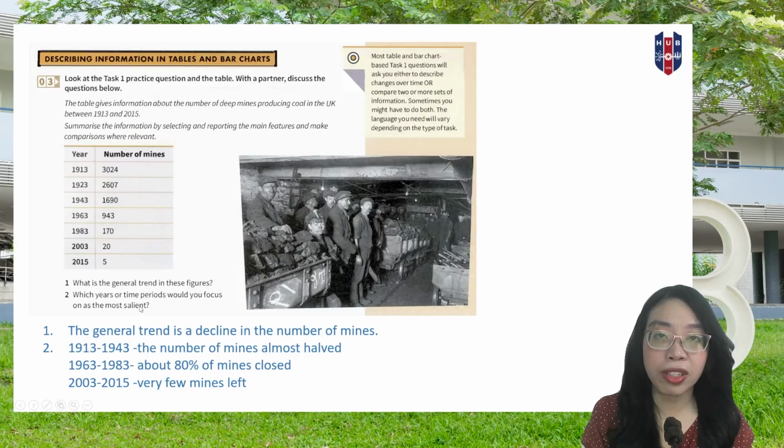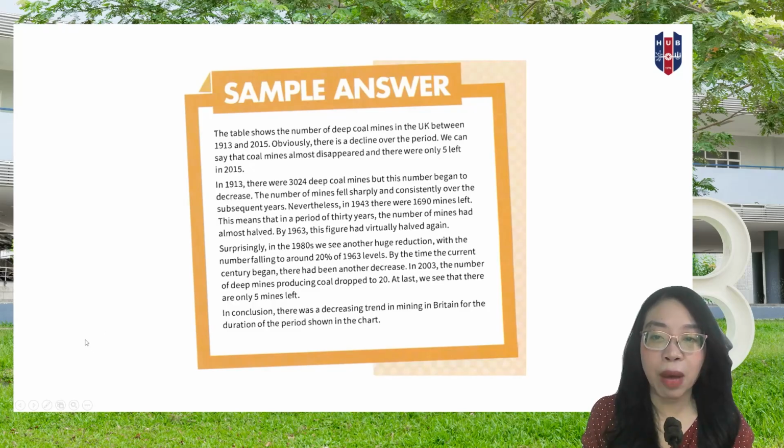And how about the body? For the body, you need to write about the specific numbers and include some data. Question number 2 right here will help you. So let's take a look at the sample answer. This sample answer here also starts with the intro, and obviously there's a decline. It also includes a general idea, the overview here. And still it has a conclusion here. The body paragraphs will be about the details. In 1913, there were 3,000.